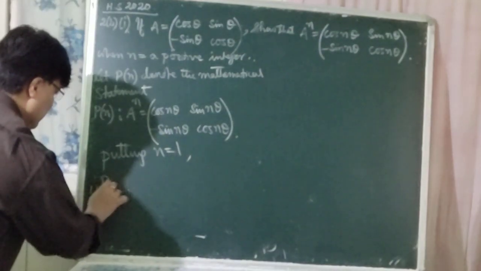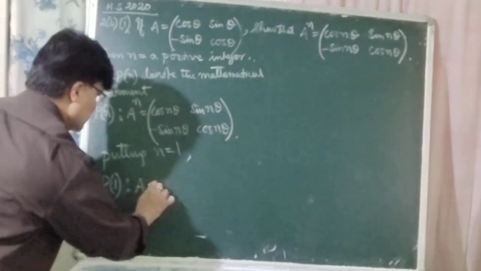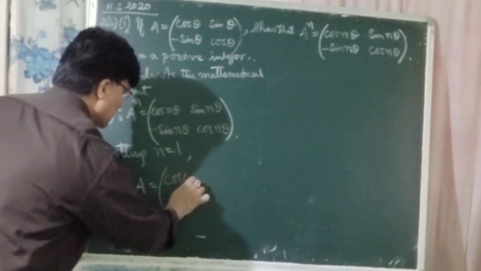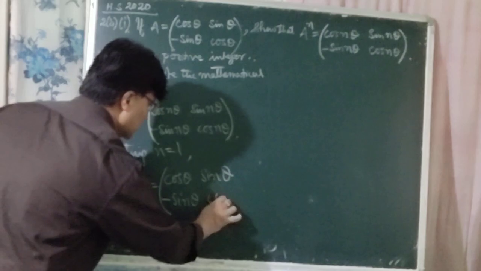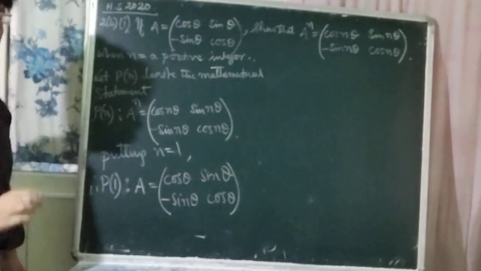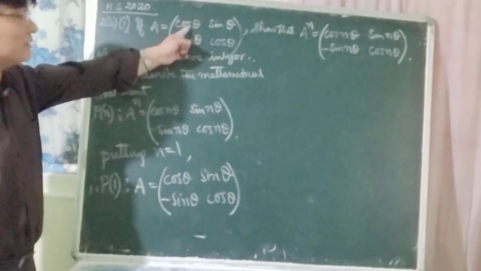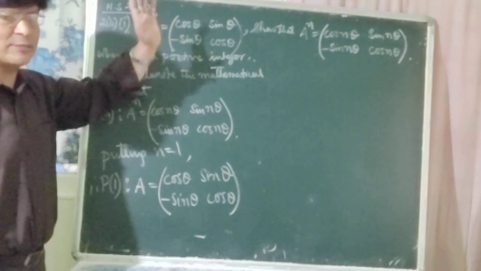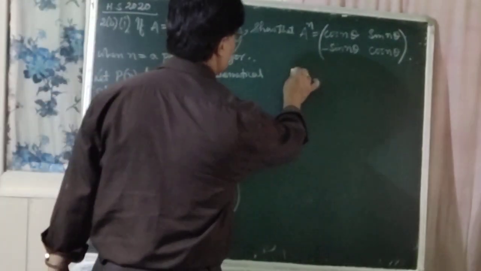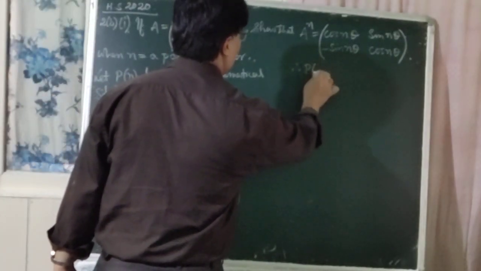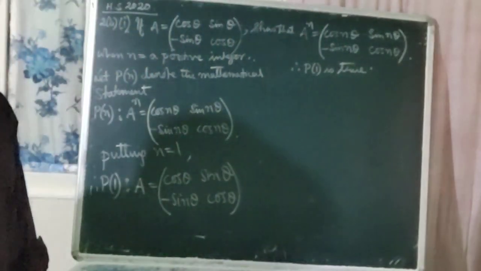That is P of 1, such that a to the power 1 is always a, which is equal to the matrix cos theta, sin theta, minus sin theta, cos theta. So in this case we are putting n is equal to 1. We got this relation, but this is the given relation. A question might give us a given relation, and that means it is proved. That is, P1 is true.